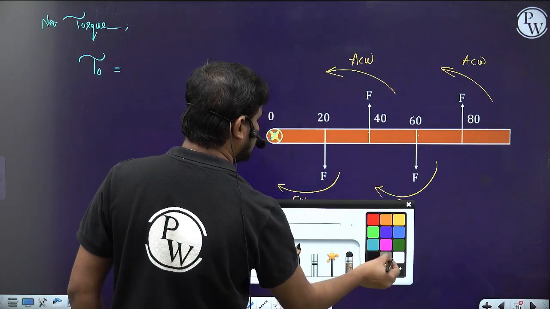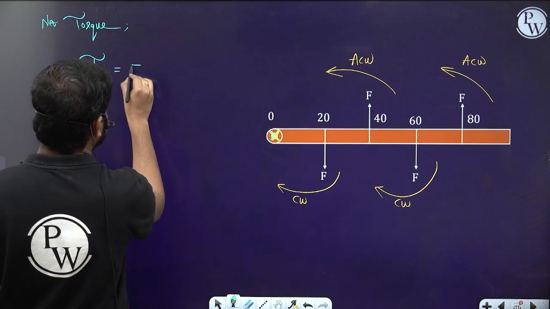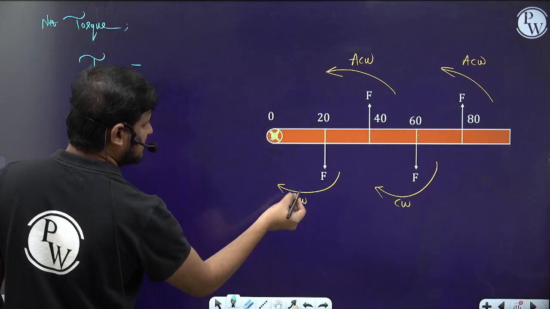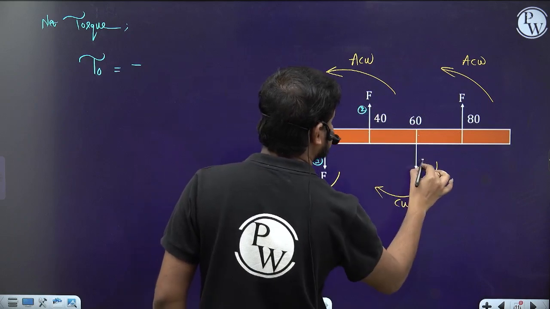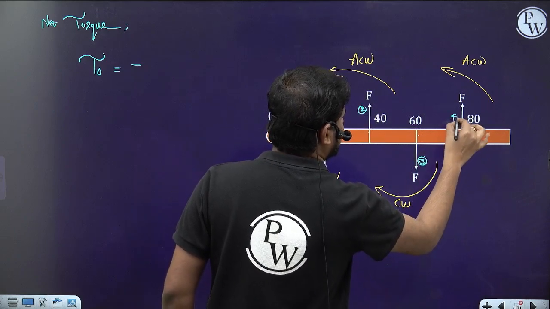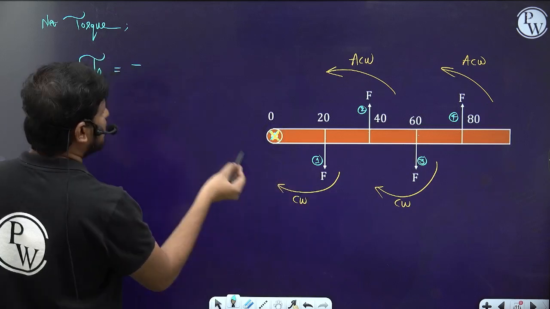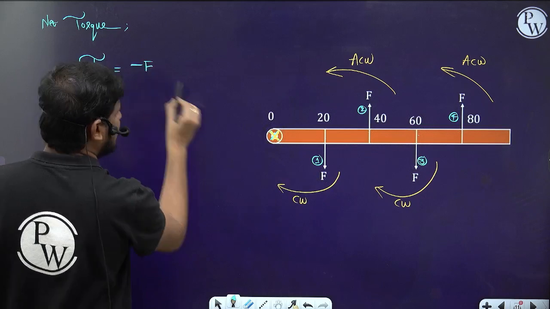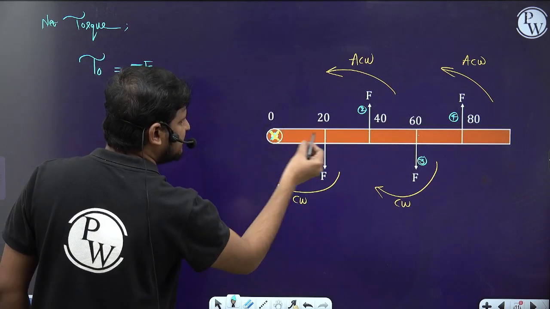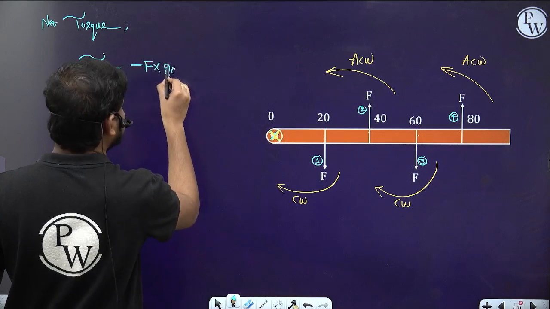Let's find the total torque. The torque about point O: first, the force is F. This is the first one I am talking about, this is the second, this is the third, and this is the fourth, because all the forces are of the same magnitude. The first one is clockwise, so negative torque: minus F into the perpendicular distance from here to here, 20. Here they say 20 centimeters, let it be in centimeters only.